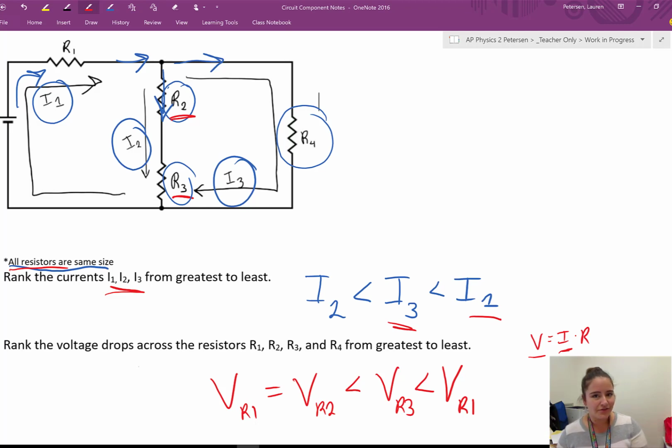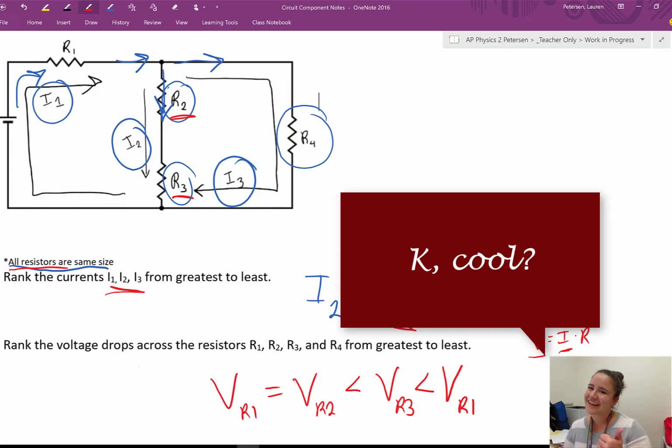Okay, and that's an overview of everything that goes into our circuits. Okay, cool?